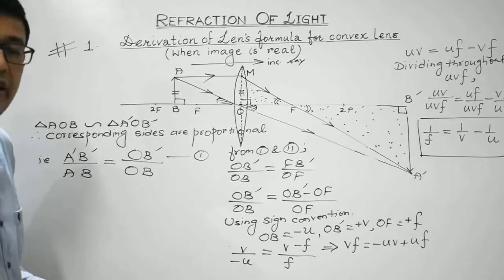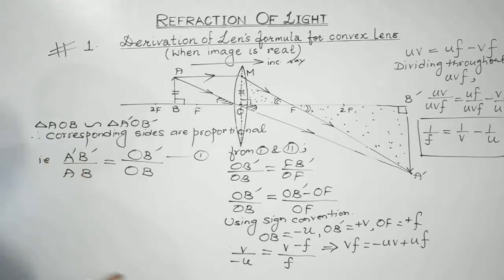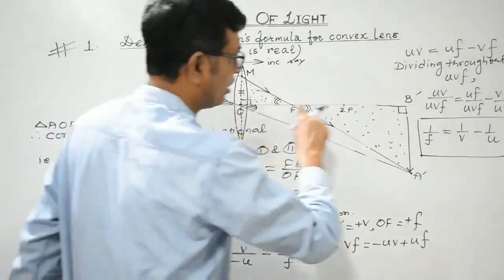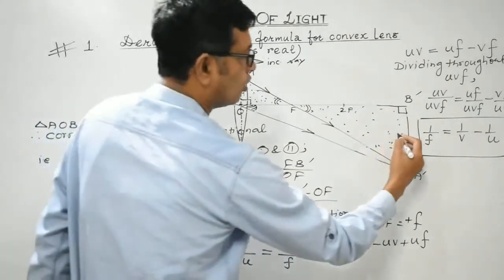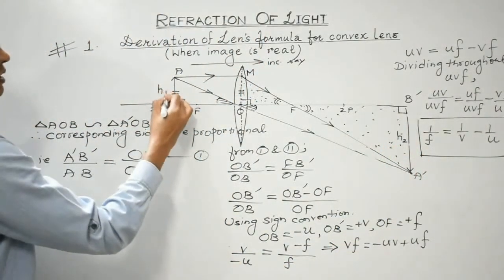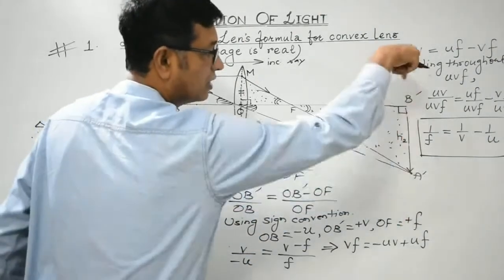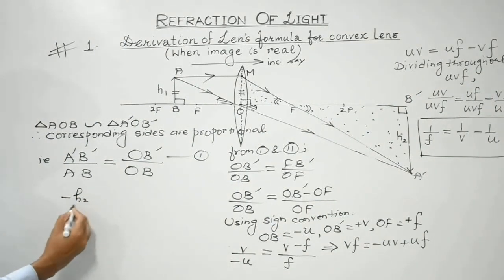Now here, let's make use of the Sign Convention directly. So let's see what we get. A dash B dash. Now as I told you, the distance is measured perpendicular to the principal axis and in the downward direction. That is to be taken as negative. I told you, the size of the image is considered to be H2. The size of the object is considered to be H1. So there the image is inverted, measured downward. So it is to be taken as negative. So it is minus H2.